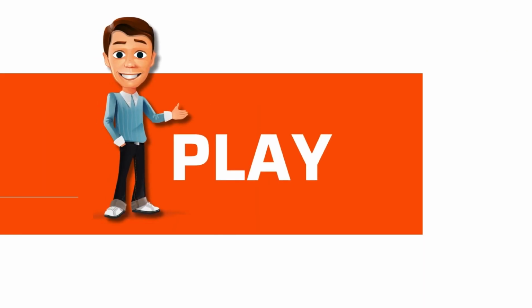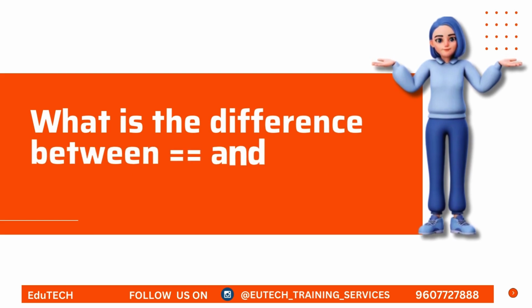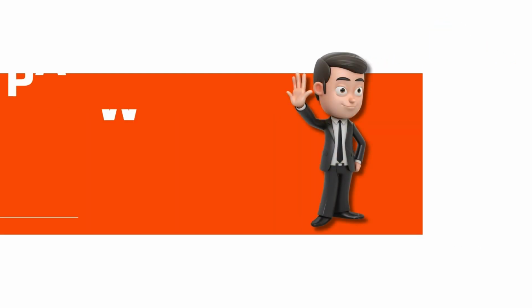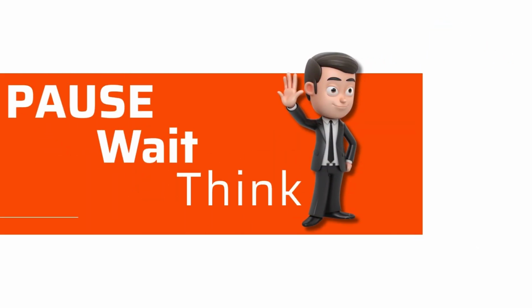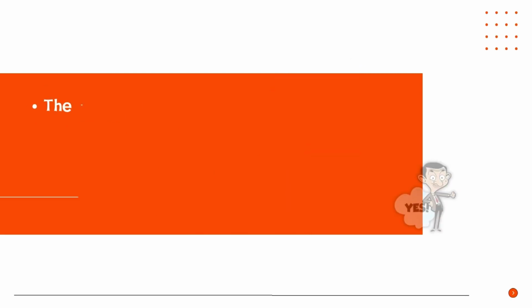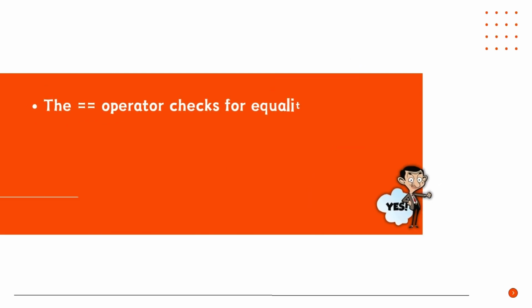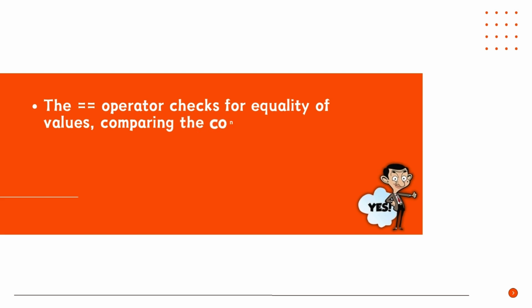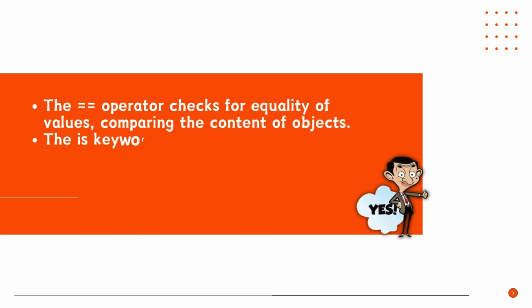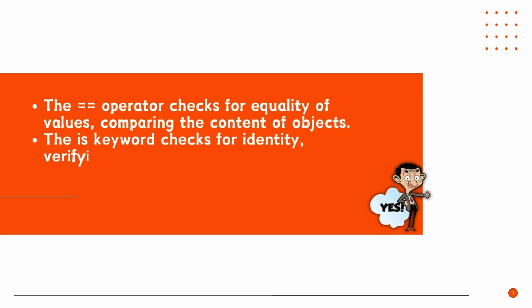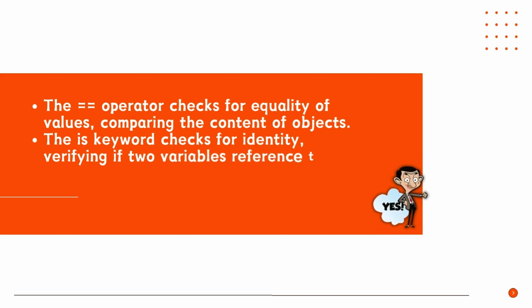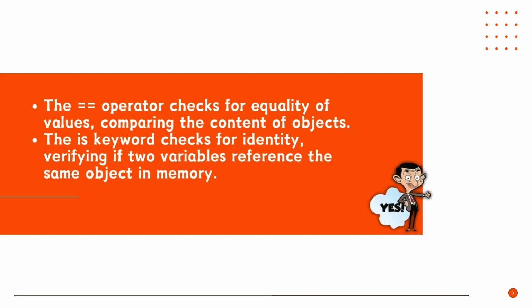What is the difference between == and is in Python? The == operator checks for equality of values, comparing the content of objects. The is keyword checks for identity, verifying if two variables reference the same object in memory.